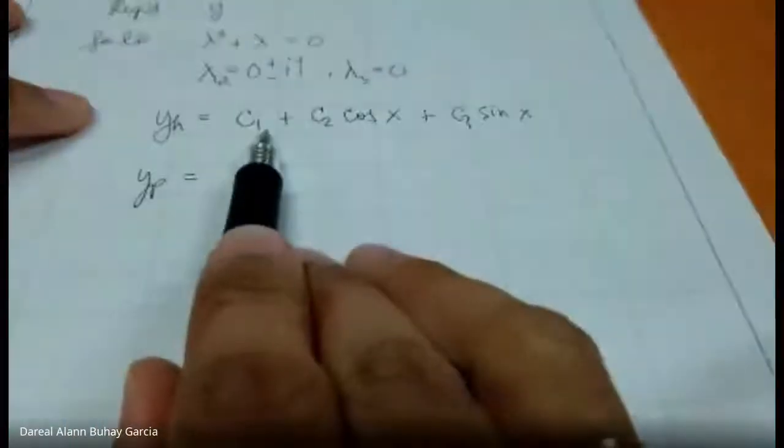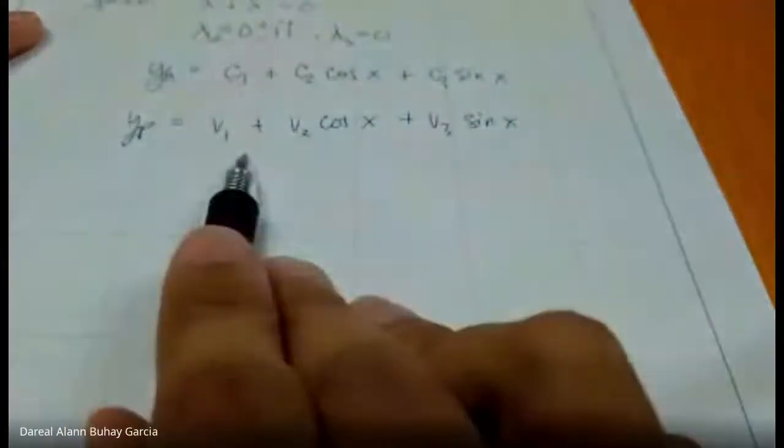So, ang atong y of p, kasi nga nagyapon, no? V1, y1, where y1 is equal to 1. Okay? So, v1 plus v2 cos x plus v3 sin x. So, atong matrix ani would be, atong y1 is 1, no? Coefficient ni v1 is function 1, cosine x and sine x.